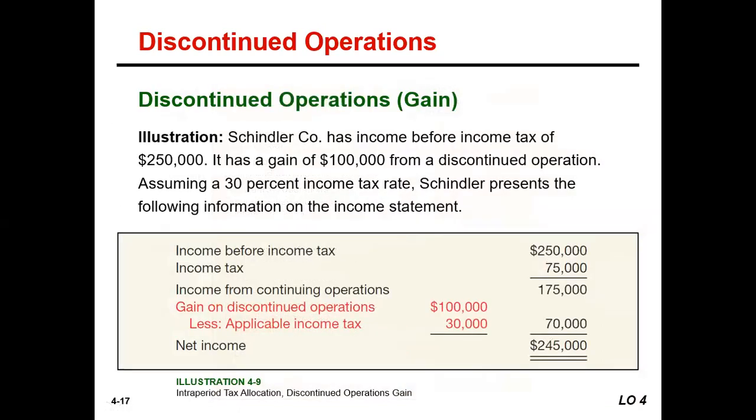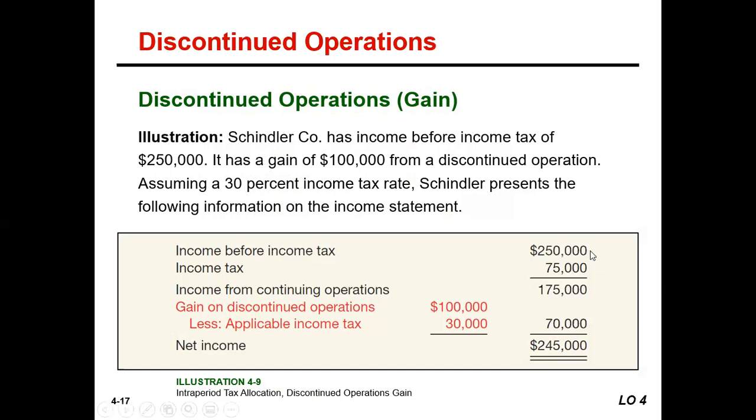All right, we saw an example where discontinued operations resulted in a loss. Now this example is showing us that discontinued operations can result in a gain. This one says, Schindler Company has income before income tax of 250,000. It has a gain of 100,000 from discontinued operations. Assuming a 30% income tax rate, Schindler presents the following information on the income statement.